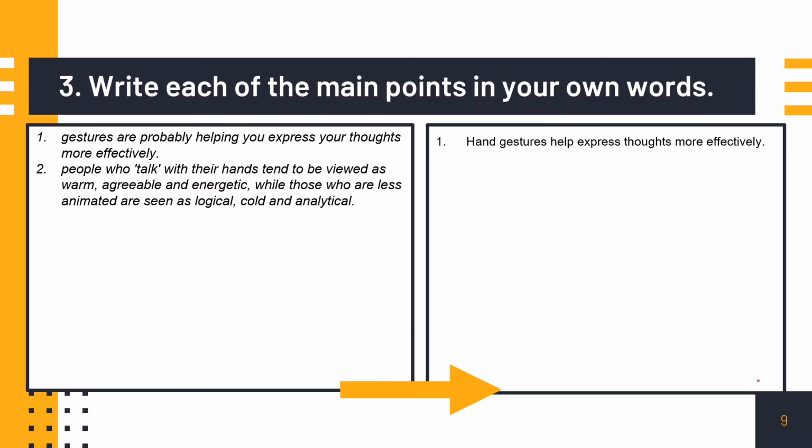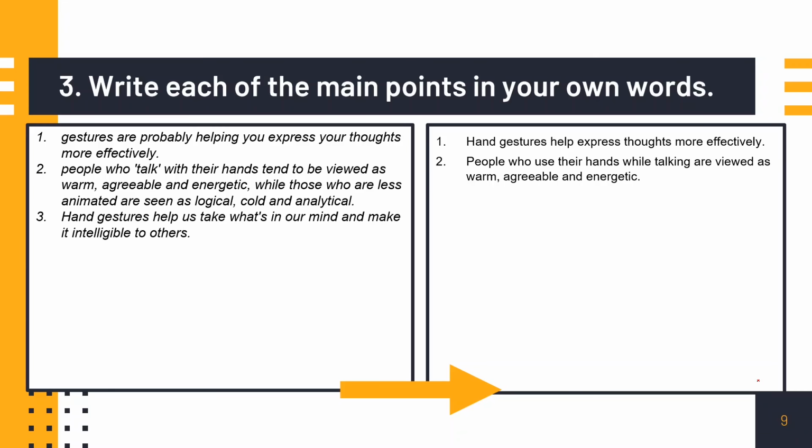The next main point says, people who talk with their hands tend to be viewed as warm, agreeable, and energetic, while those who are less animated are seen as logical, cold, and analytical. An example in one's own words would be, people who use their hands while talking are viewed as warm, agreeable, and energetic. The opposite is clear enough and does not need to be mentioned. The third main point says that hand gestures help us take what's in our mind and make it intelligible to others. The example would be, hand gestures help make thoughts intelligible to others.